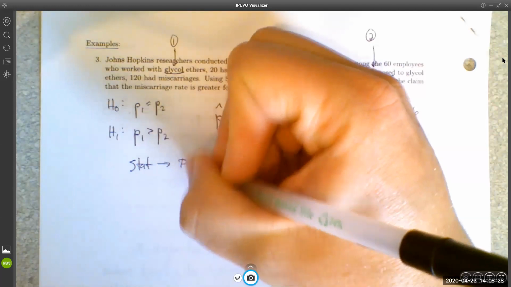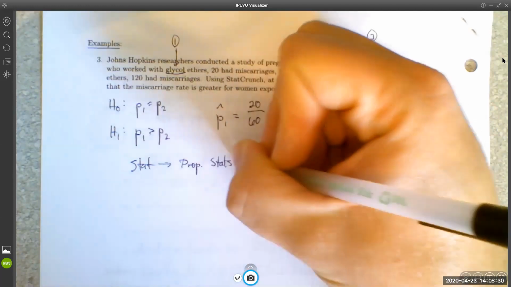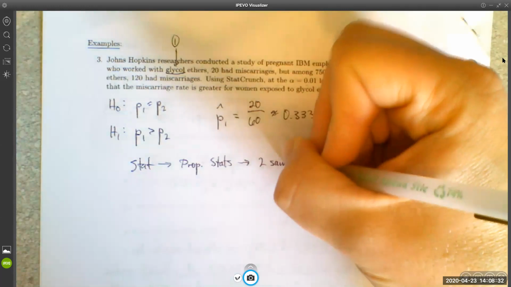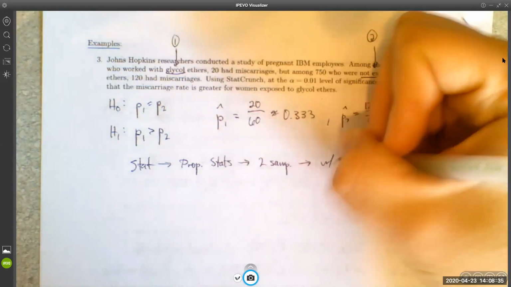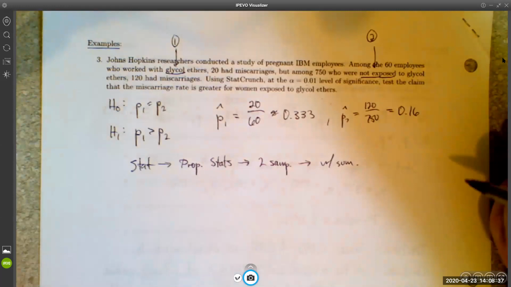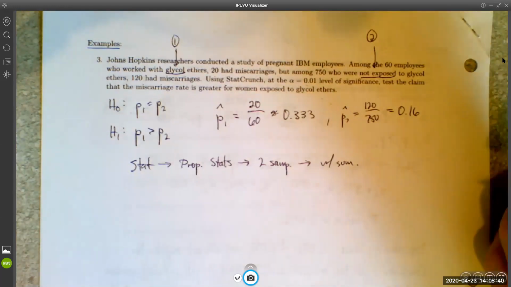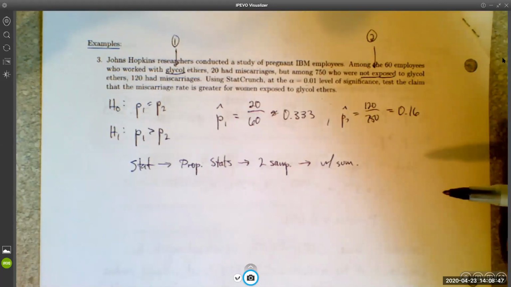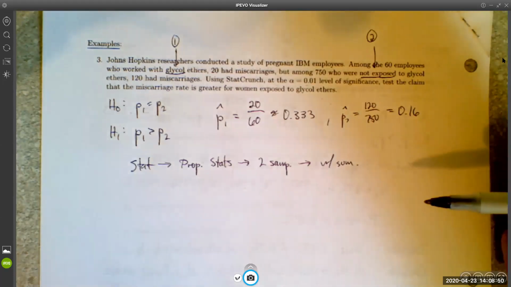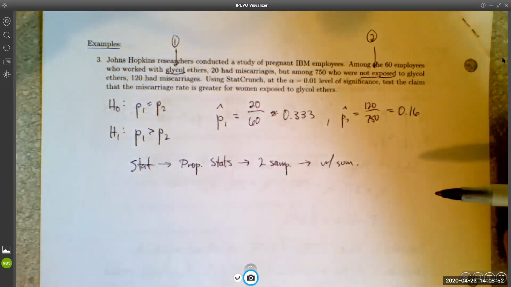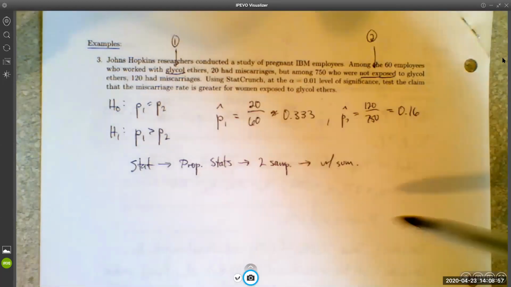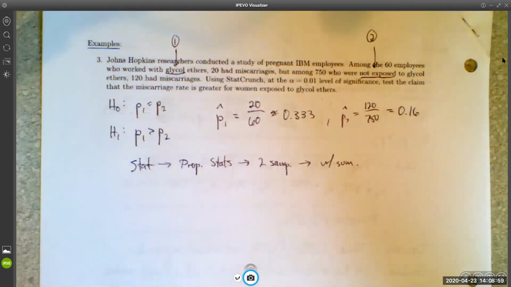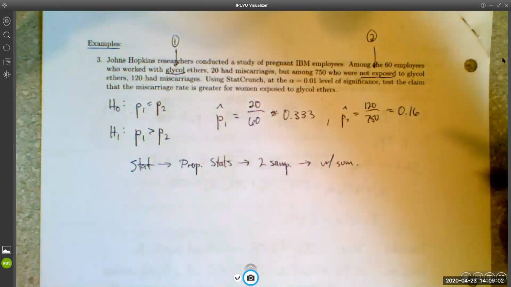proportion stats, two sample with summary. By the way, I want you to write this stuff down on your tests and quizzes. Okay, if you get the wrong answer, but you wrote all this stuff down, I can still give you 4 out of 5 points. You know what I mean? And it happens, right? It happens that you just accidentally write in the wrong number into StatCrunch and then you get the wrong result. And if I don't see any supporting work, then I mean 0 points for that. You know what I mean? So write this stuff down.